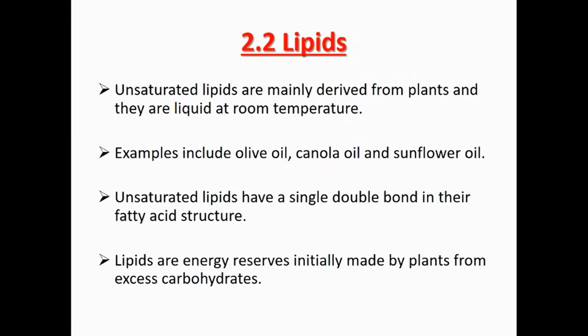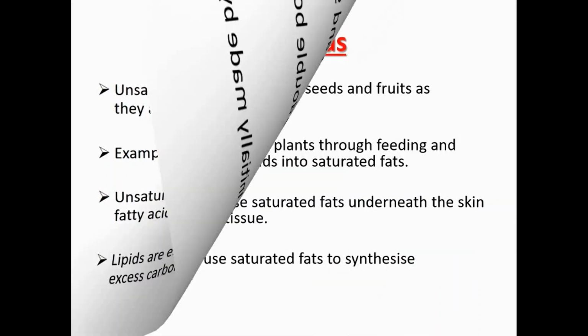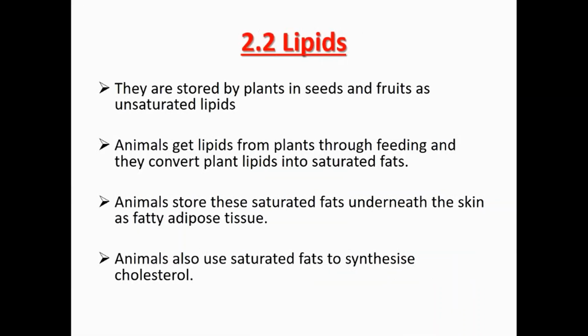Lipids are energy reserves initially made by plants from excess carbohydrates. When you are storing carbohydrates, you end up making lipids. They are stored by plants in seeds and fruits as unsaturated lipids. Animals get lipids from plants through feeding, and they convert plant lipids into saturated fat. So they take the unsaturated lipids and make them saturated lipids.